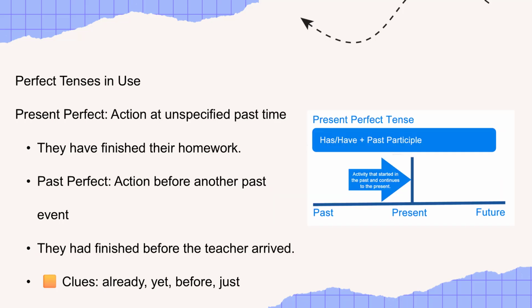Perfect tenses in use. Let's explore the perfect tenses and their use in context. Present perfect shows past action with no specific time, like they have finished their homework. Past perfect shows action before another past event, like they had finished before the teacher arrived. Clue words include already, yet, before and just. Perfect tenses add precision to your storytelling.